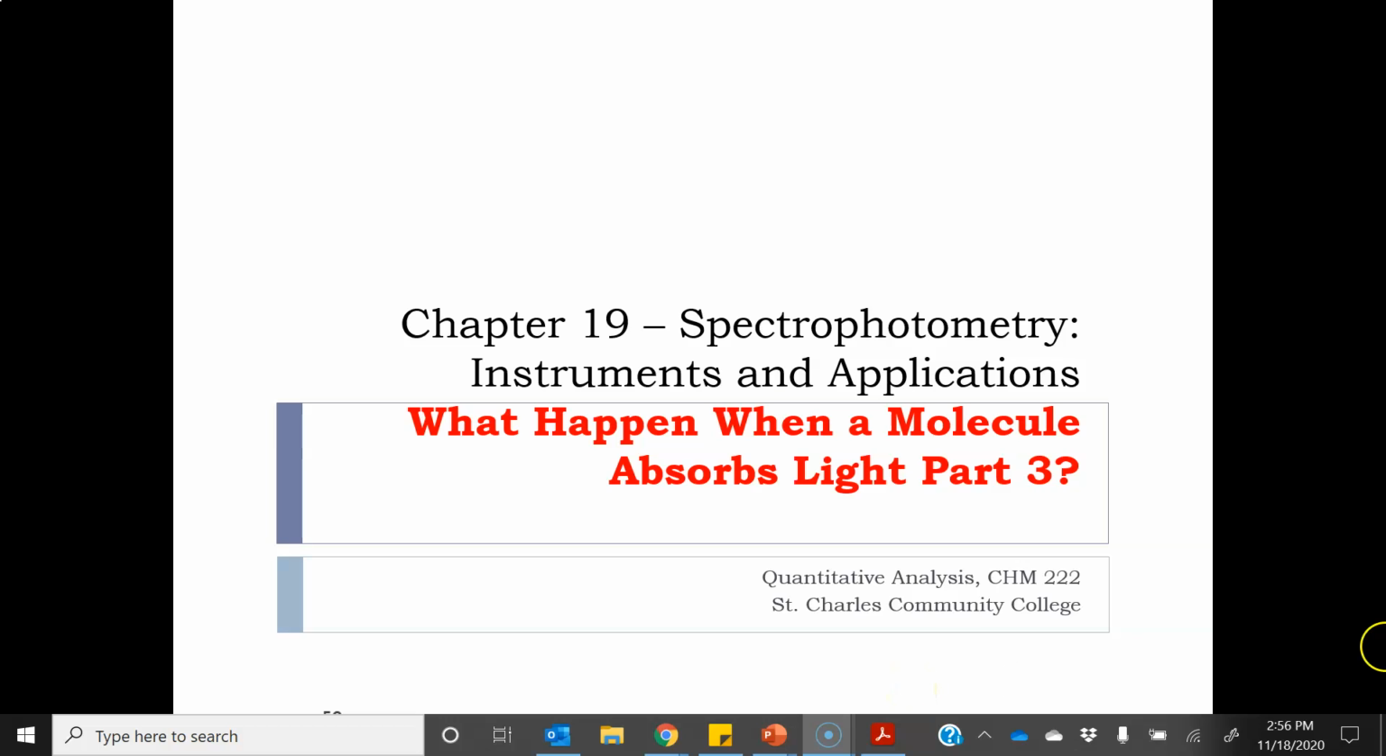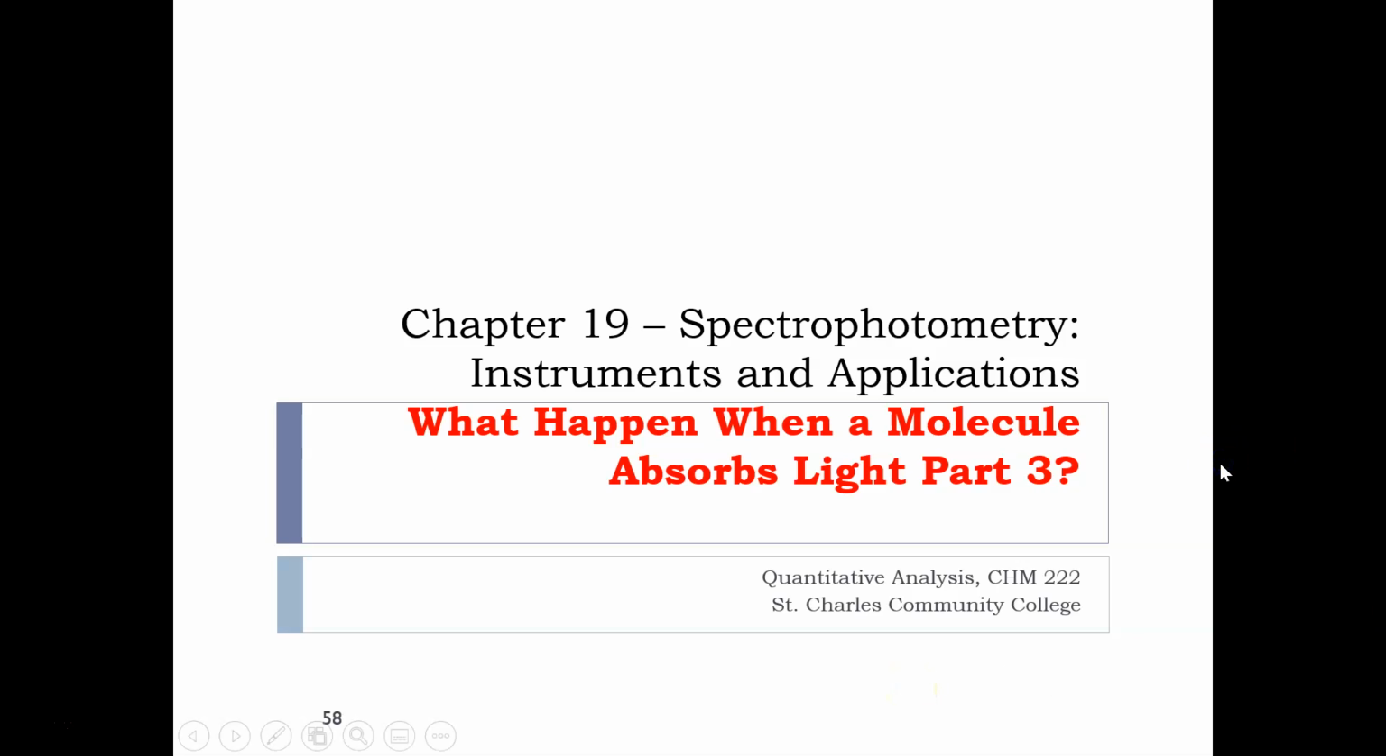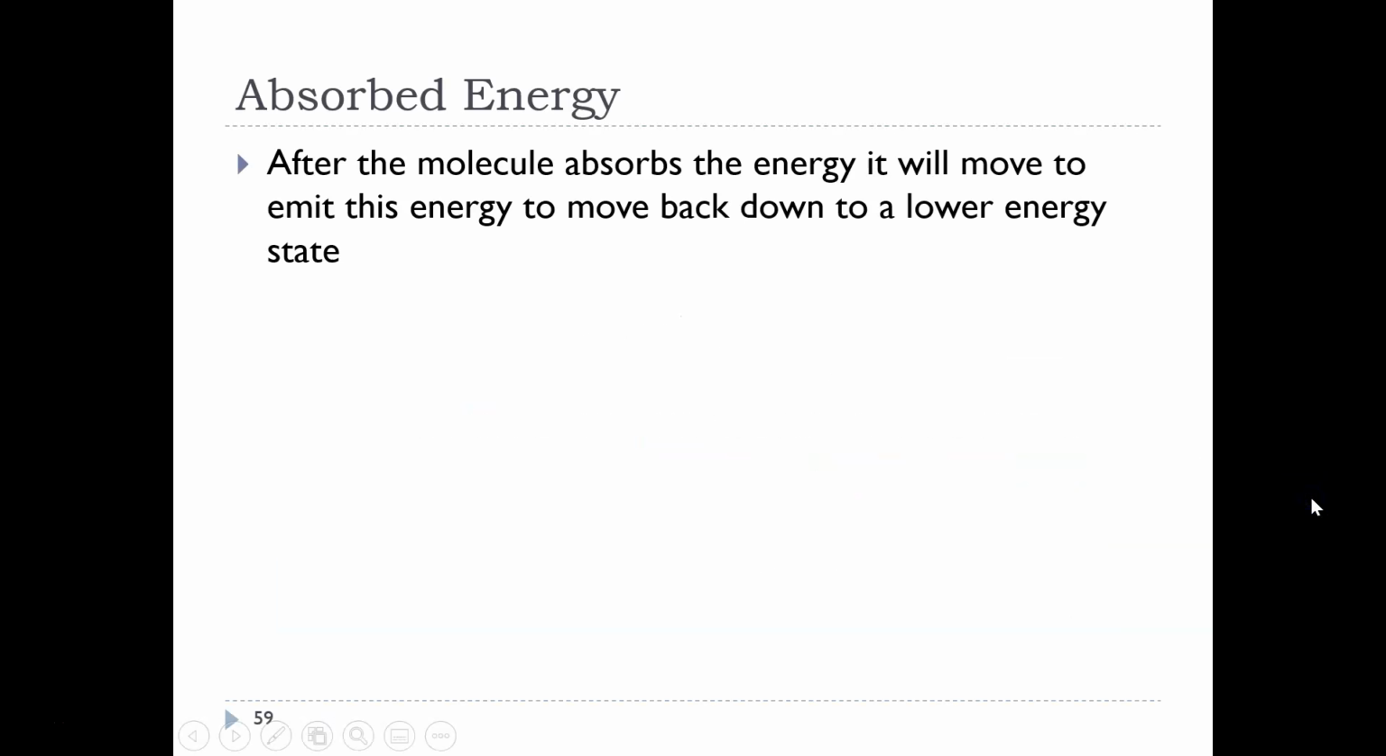So we're finishing up the chapter. There we go. Chapter 19, spectrophotometry, instruments and applications, but we're right now still looking at what happens when a molecule absorbs light. This is part 3 of that conversation. Although technically what we're looking at is how does a molecule get rid of the energy that it got when it absorbed light. We're going to be looking at how the energy is leaving.